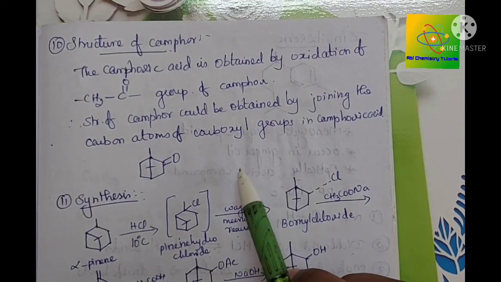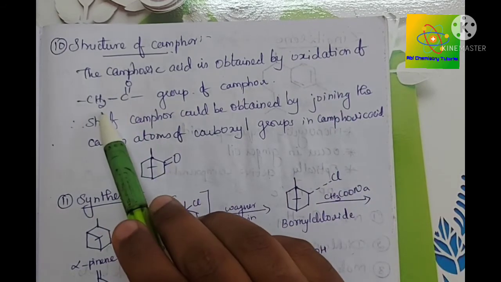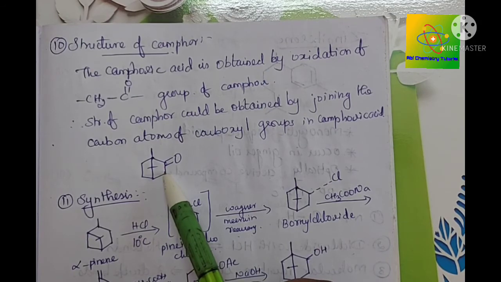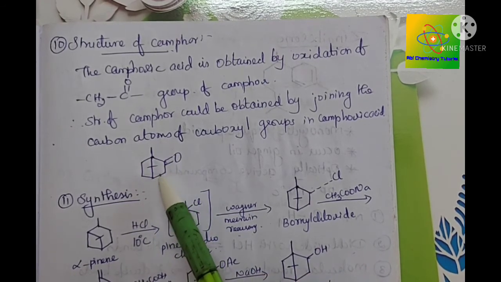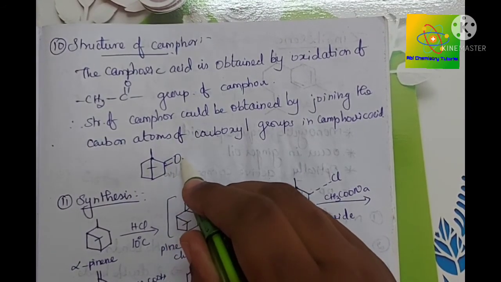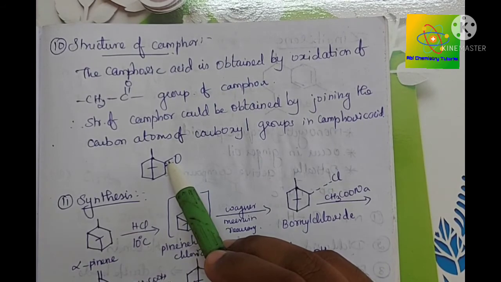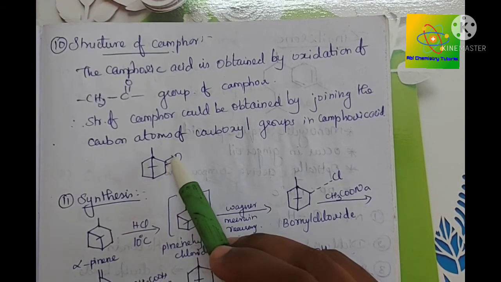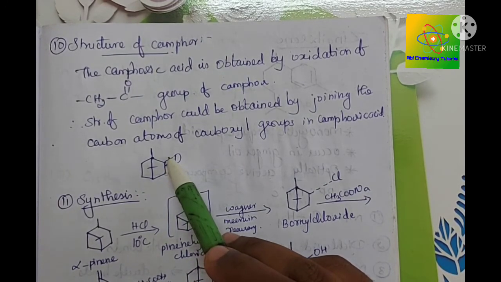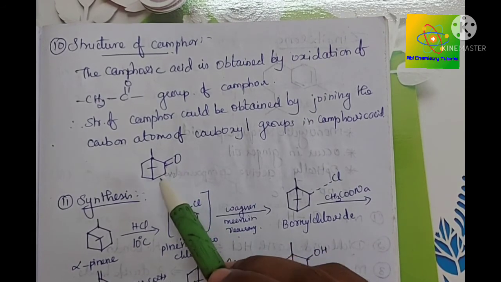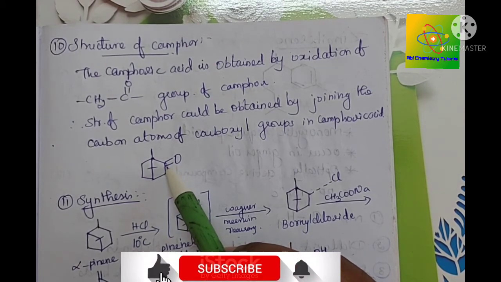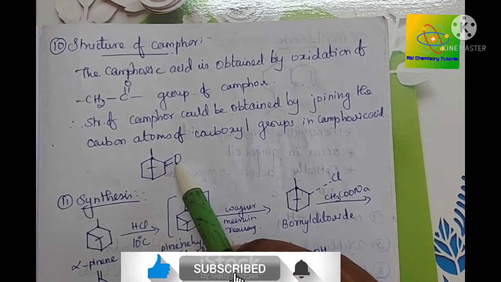The camphoric acid is obtained by the oxidation of the CH2CO group of camphor. That is, if this is the structure of camphor, this particular group, that is CH2 C double bond O group, is oxidized, and that is how we get camphoric acid with the COOH and COOH in these two positions. So the structure of camphor is obtained by joining the carbon atoms and also taking off one COOH and reducing the carboxylic acid to keto group in the other carbon.